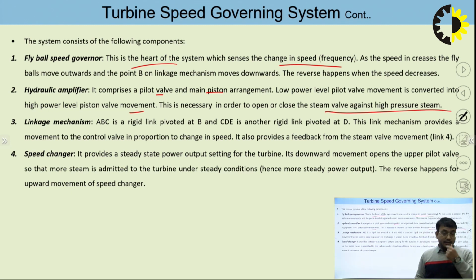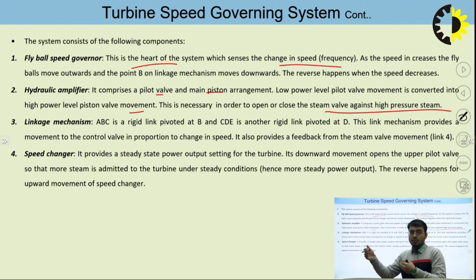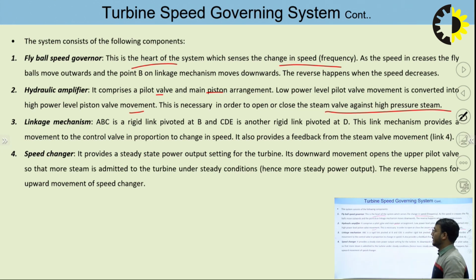Now the linkage mechanism is there. So the positions which are connected between A to B, B to C, C to D are basically linkages. So ABC is a rigid link pivoted at B, B is the pivot point over there, and CD is another rigid link pivoted at D. Now this link mechanism provides a movement to the control valve in response to a change in speed. It also provides feedback from the steam valve movement, that is link number 4, right?